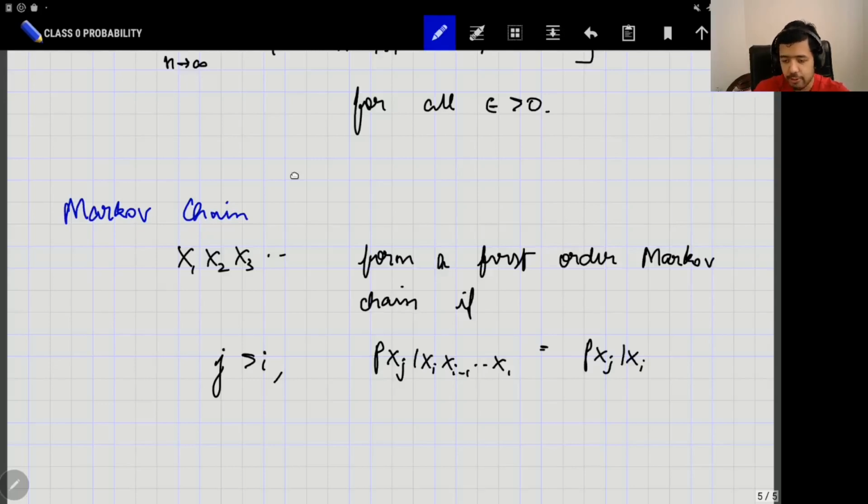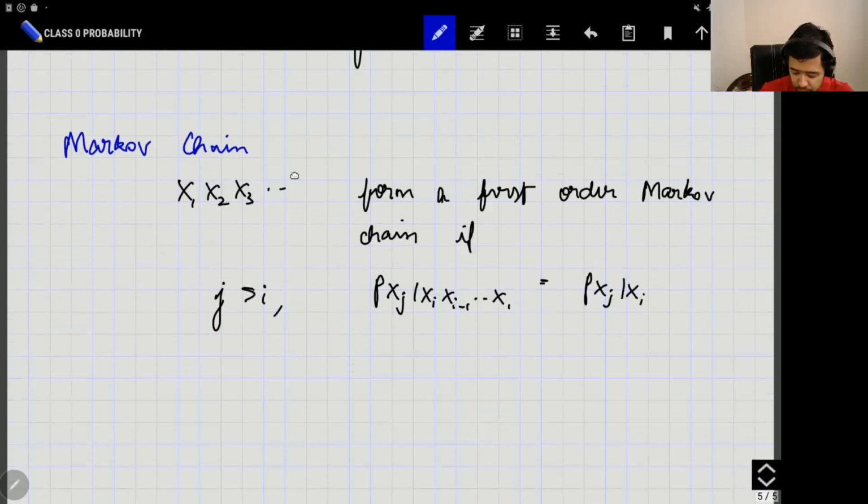Now this does not mean that xi plus 1 is unconditionally independent of x1. It is conditioned on xi. So given that the value of xi is something, everything in the future is independent of everything in the past. Okay.